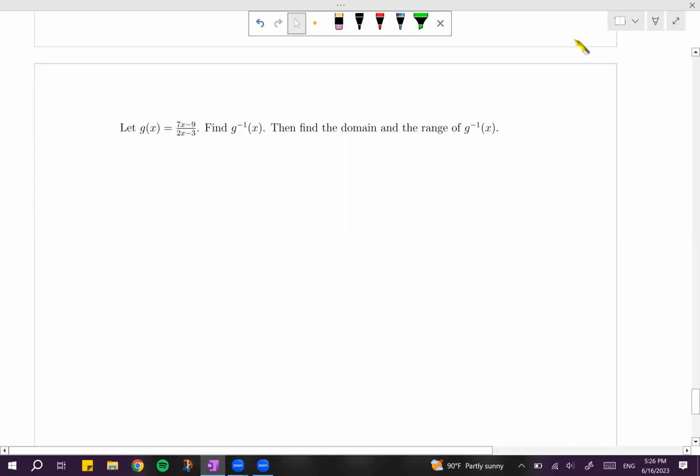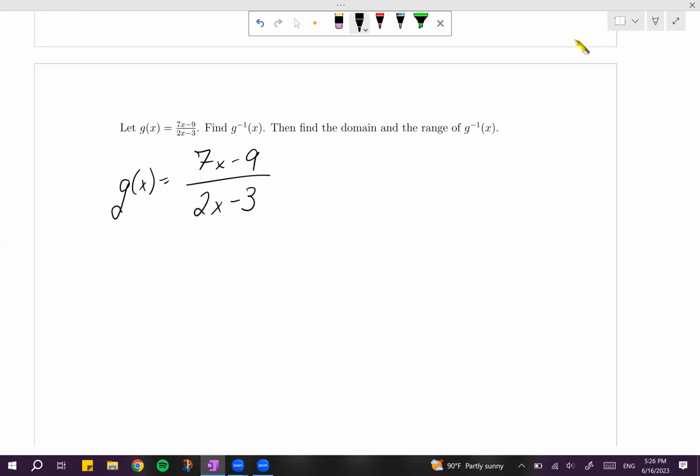Okay, so for this problem, we have g of x is equal to 7x minus 9 over 2x minus 3. And then we want to find the domain and the range of g inverse of x. Well, we want to find g inverse of x first, and then find the domain and range of that. All right, so I'm going to rewrite this as y is equal to 7x minus 9 over 2x minus 3.